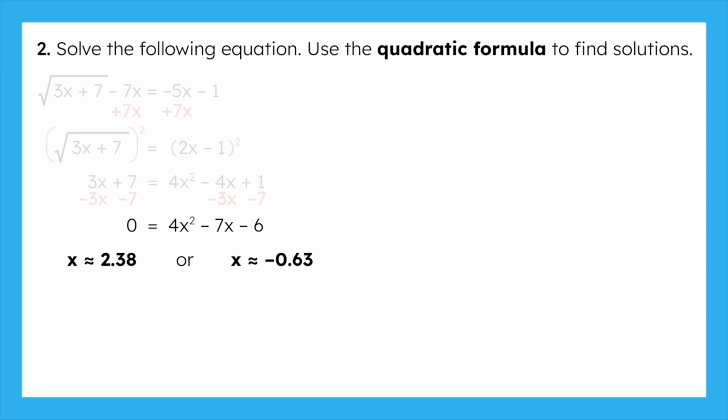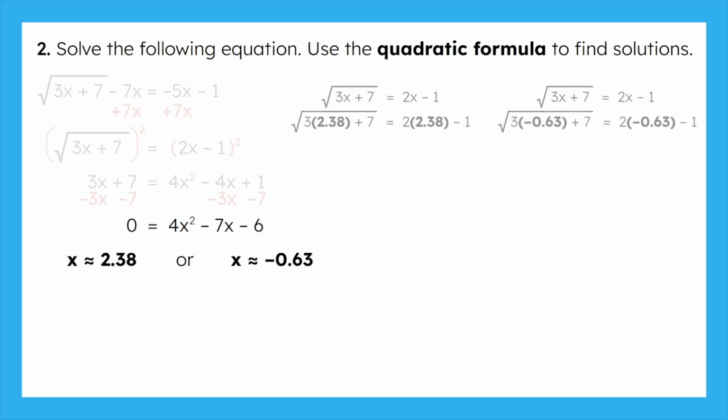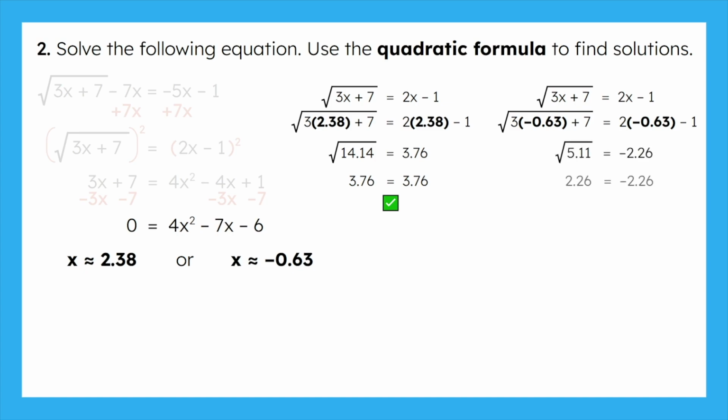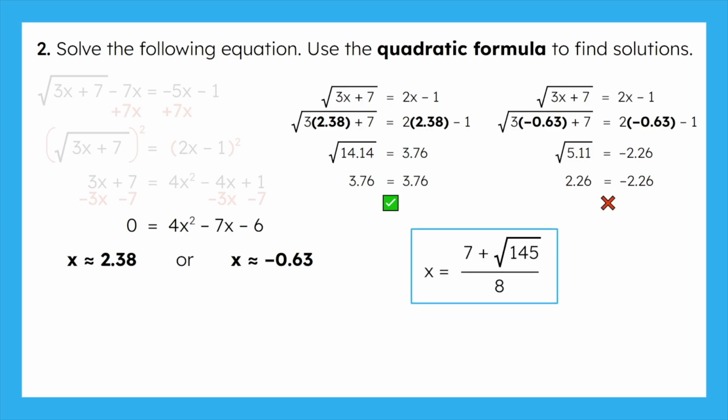Now we can substitute these solutions into the simplified original equation much easier. Substituting 2.38 for x into the equation, we find that it is a true solution. And substituting -0.63 for x into the equation, we find that it is extraneous. So our final answer is x equals 7 plus the square root of 145 over 8.